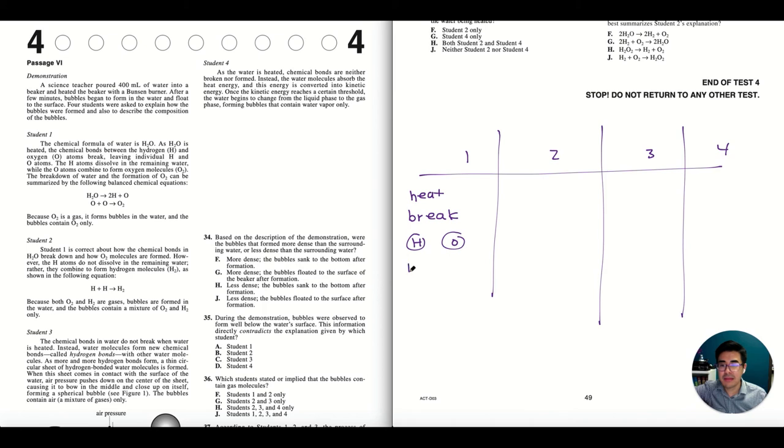The H atoms dissolve in the remaining water, while O atoms combine, so O plus O is equal to O2. The breakdown of water, we can just copy that formula later. Because O2 is a gas, it forms bubbles, and the bubbles contain O2 only. Okay. Number 2, student 1 is correct, okay, of course, they normally have one of that.